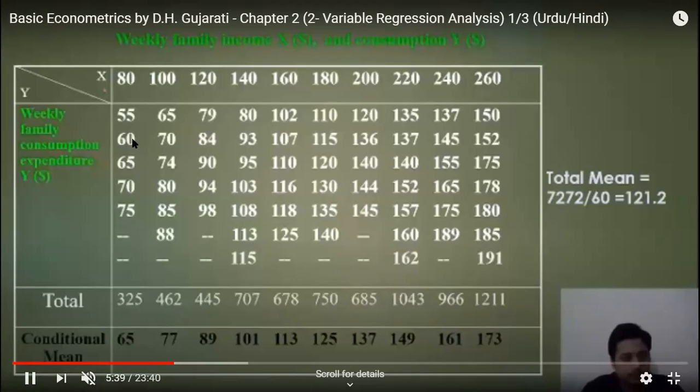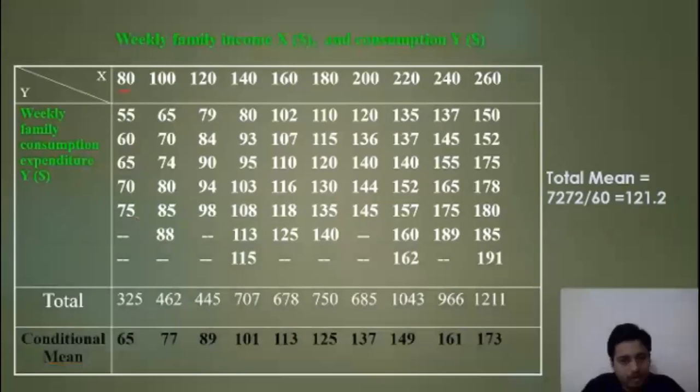Because 60 is more likely. When you pick a family, picking the family with 60 is more likely than picking the family with 55. Equally likely, more likely, or less likely. Less likely means the probability is less. More likely means the probability is higher.